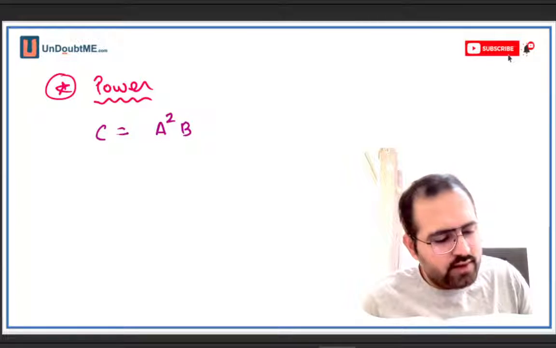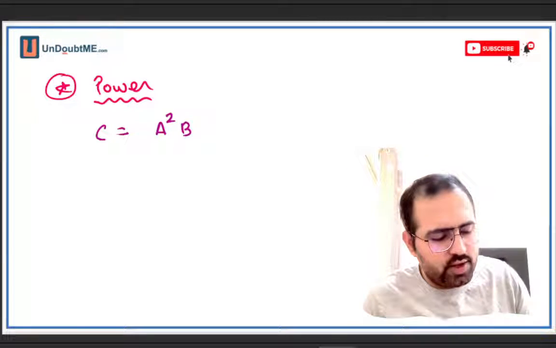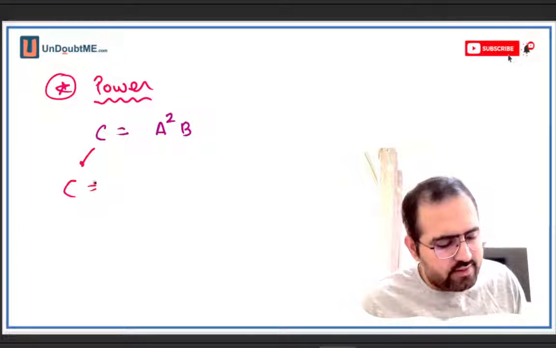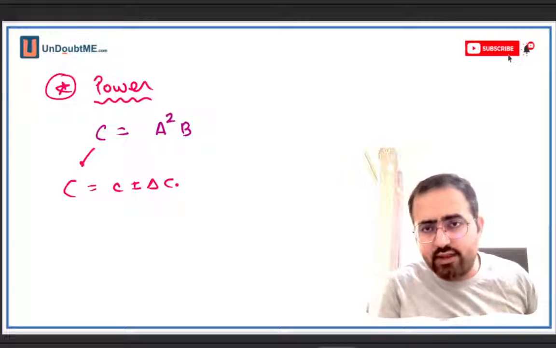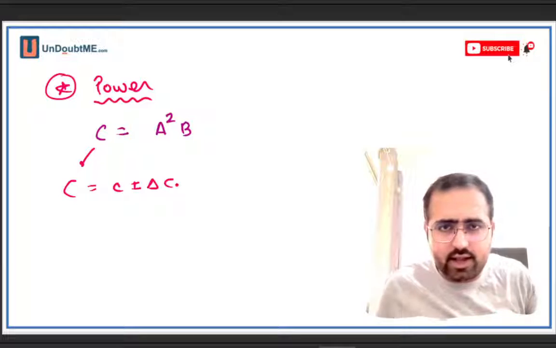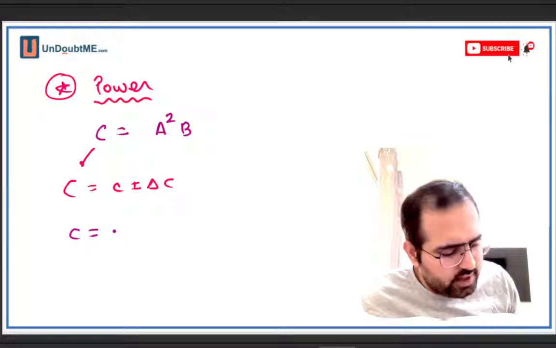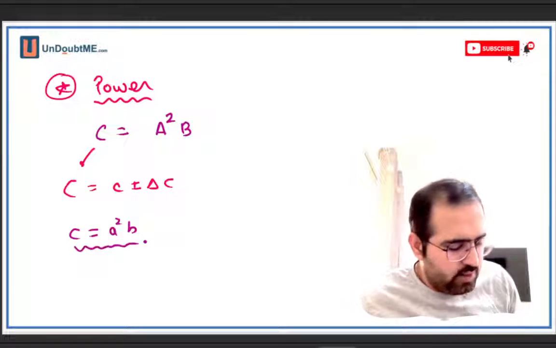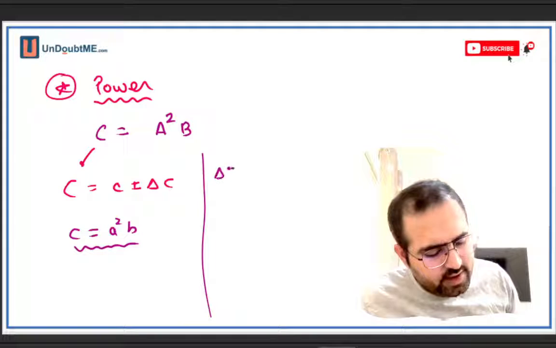Okay, so once again I have to find the uncertainty in C. So what I will be doing, I will be writing this C as C plus minus delta C. A and B have the same initial values which we have seen in the previous examples. So if you want to see, you can just go back to that part of the video and check again. Okay, so the value of small c will be A square B, while the value of delta C in case of power will be written as delta C by C is equal to plus minus.